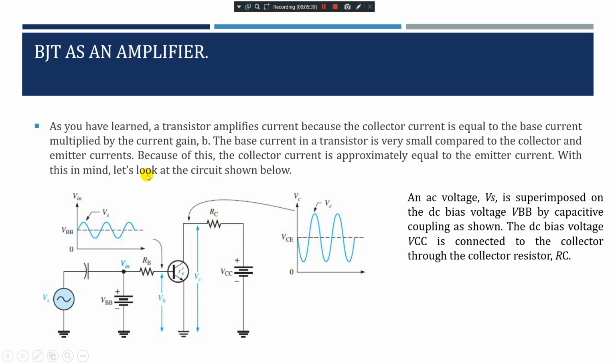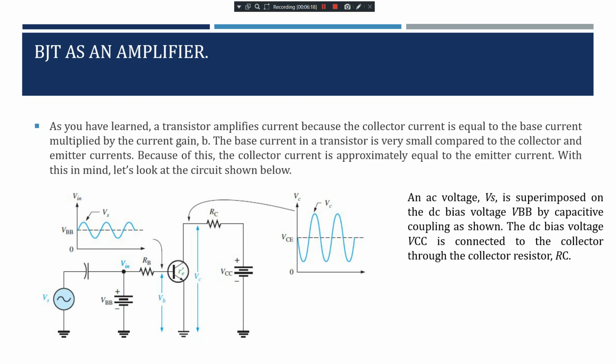With this in mind, let's look at the circuit shown below. As we can see here, a sinusoidal AC voltage, called Vs, is connected to the base of the transistor as an input, and is superimposed with a DC bias, VBB, through a capacitor. As shown here, we can see the AC voltage and a DC voltage superimposed at the base of the transistor, that is Vin.